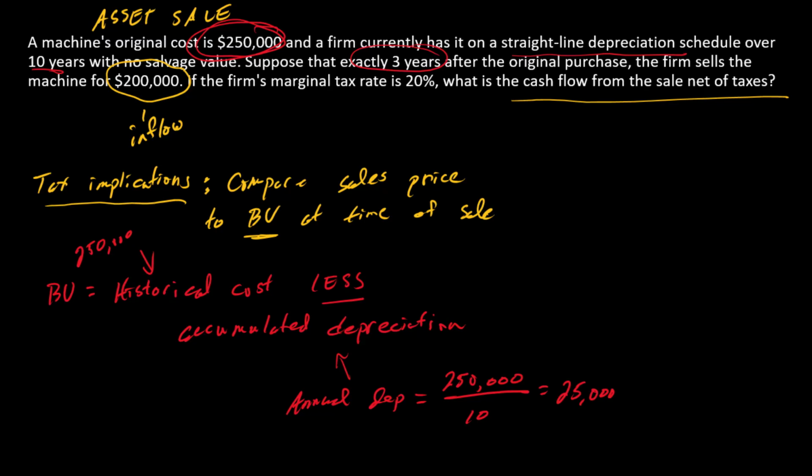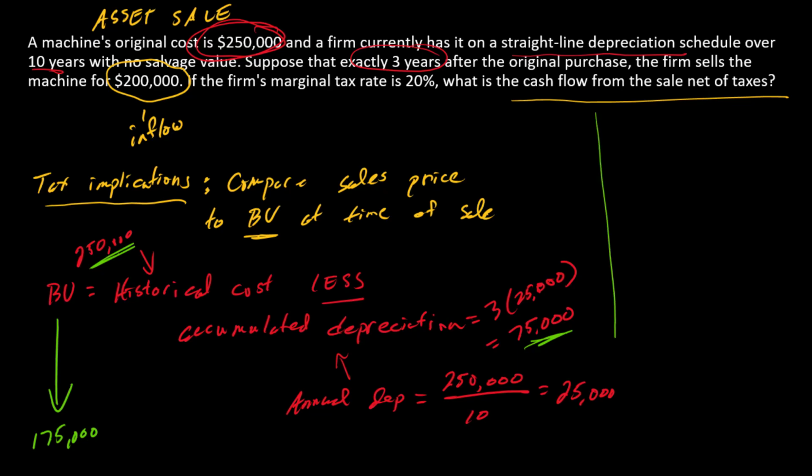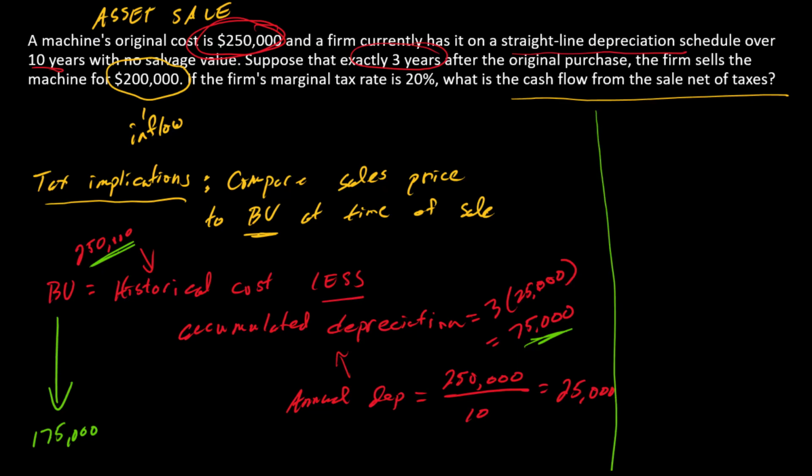How much time is going to pass before this thing is sold? 3 years. And so accumulated depreciation then is going to equal 3 times 25,000, or $75,000. Okay. And so back to book value then, we have $250,000 minus $75,000. So book value is going to be $175,000.